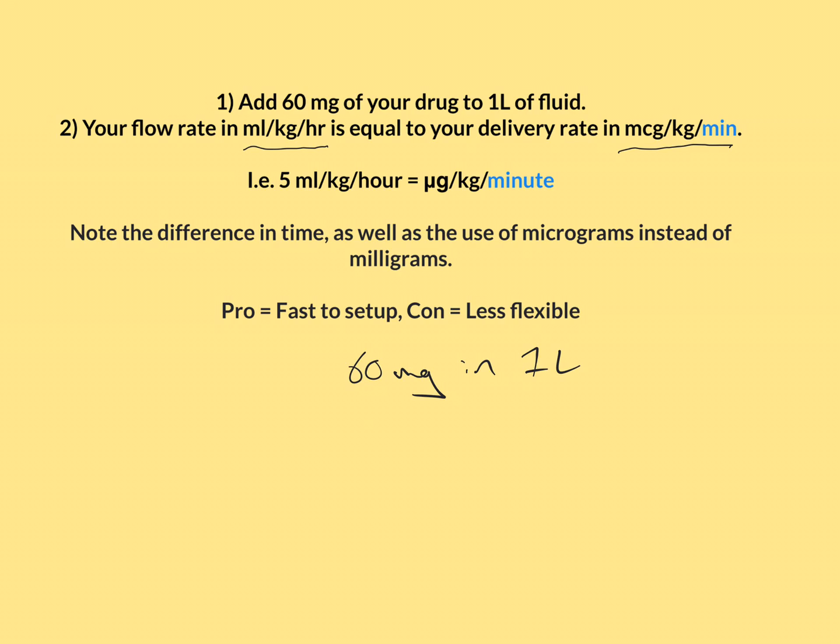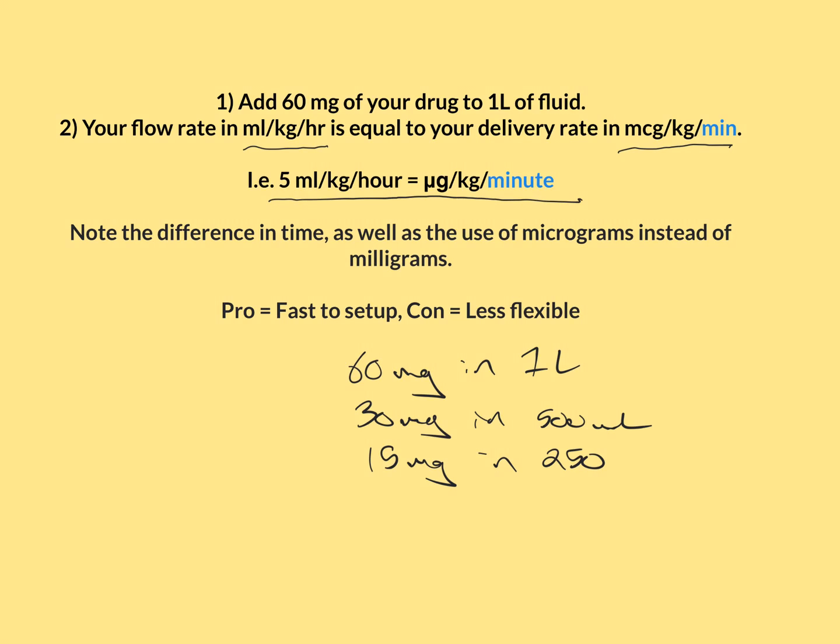But if you've got smaller bags, then you can do 30 milligrams in 500 mil, and so on and so on. Or 15, if you're special enough to have those nice 250 bags, then you can add 15 milligrams in 250. So if you're trying to run dopamine at 5 micrograms per kilo per minute, then you're simply going to add your 60 milligrams into the bag of 1 liter, and you're going to run it at 5 mils an hour. So 5 mils per kilo per hour is the same as the number of micrograms per kilo per minute.